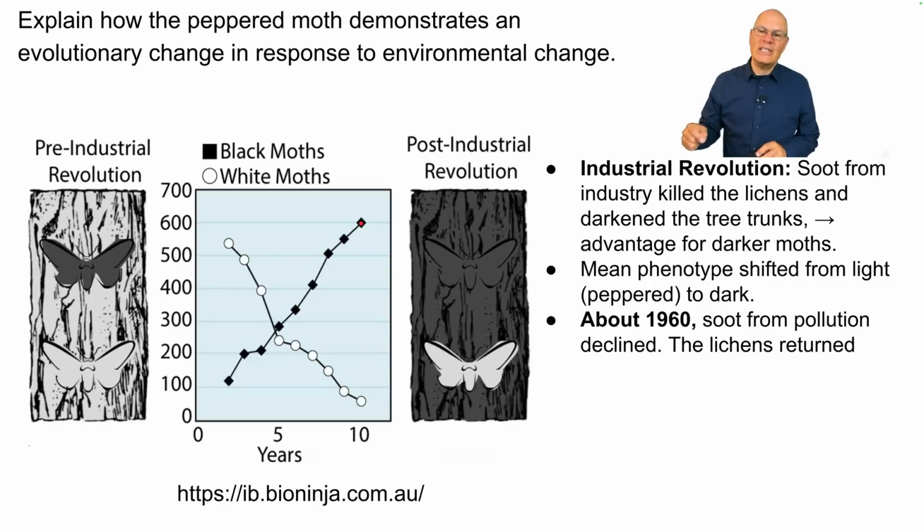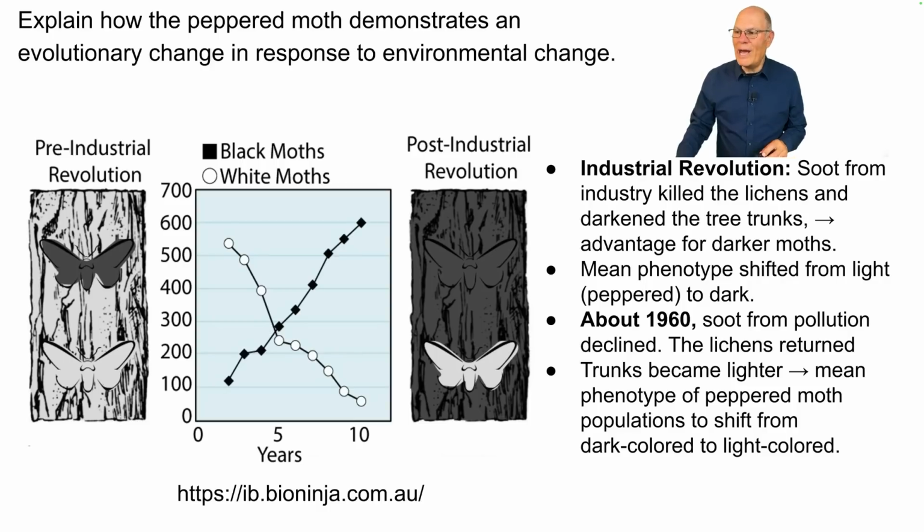The interesting thing is that this process was also historically reversed. About 1960, soot from pollution declined with the development of laws like the Clean Air Act. That happened around the world. The lichens returned, the trunks became lighter, and the mean phenotype of the peppered moth shifted from dark colored to light colored.